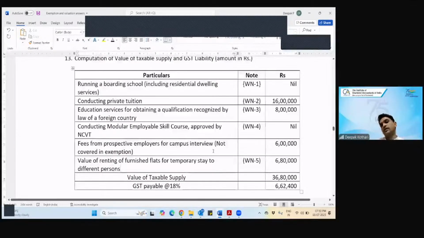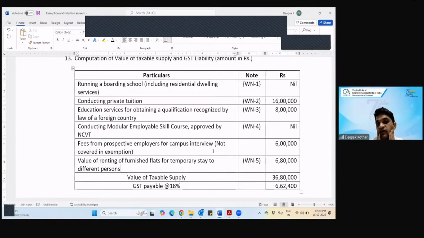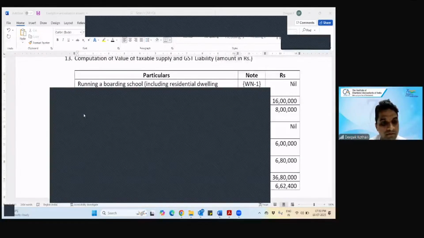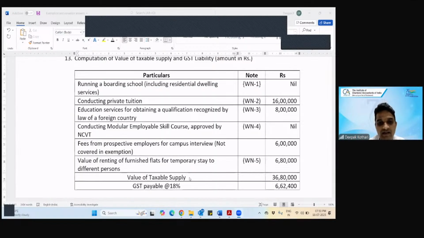This is very important because a lot of people have given answers but not the accurate one. Which exemption you have to take and which not. If that is not temporary stay, but permanent stay, then it is residential dwelling, then it is exempted.